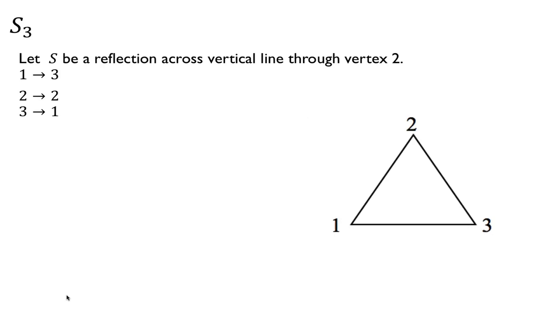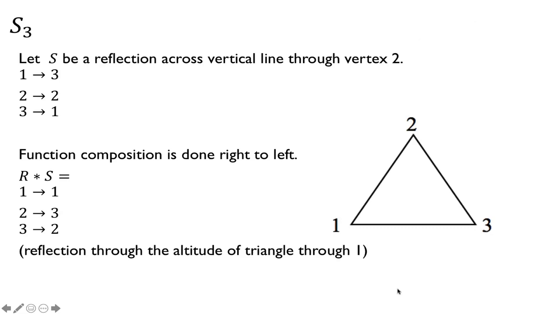Here's another element of this group. We have reflection. Reflection certainly preserves the triangle. So for example, 2 stays the way it is, 3 goes to 1, 1 goes to 3. So I reflect along this vertical line. So that's a reflection. And then what if I take two things and I multiply them?